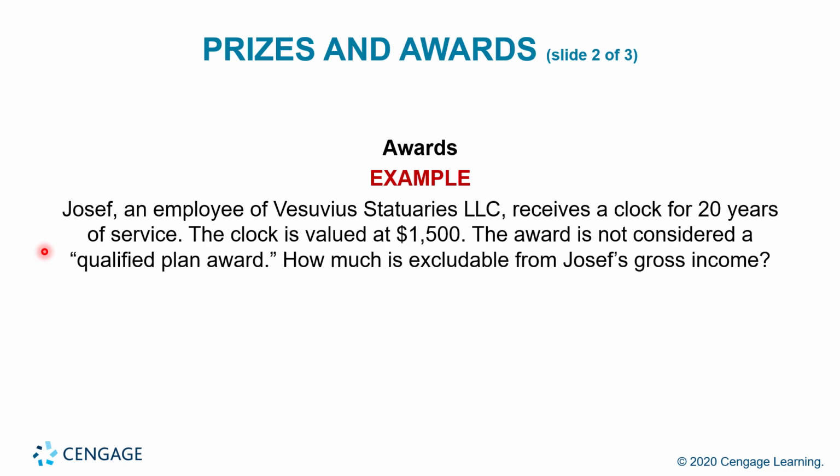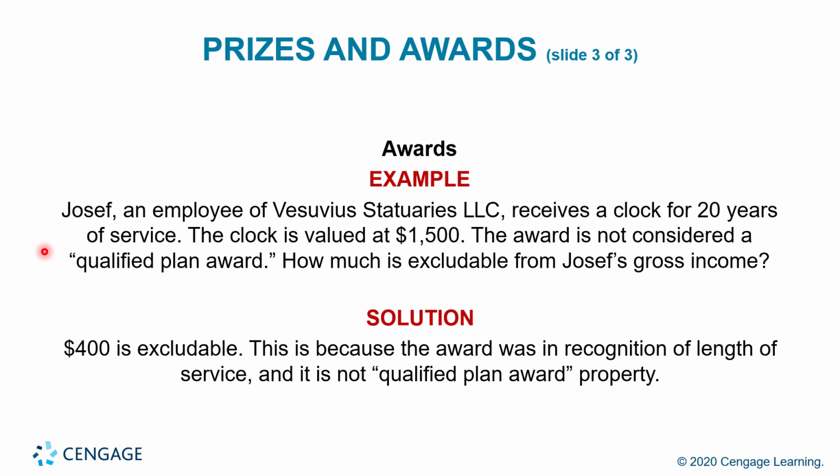So here you have an example of prizes and awards. Joseph, an employee of Visivus Statutories LLC, receives a clock for 20 years of service. The clock is valued at $1,500. The award is not considered a qualified plan award. And so how much is excludable from Joseph's gross income? The answer is $400, like the previous slide says. This is because the award is in recognition of a length of service and that is not a qualified plan award property.